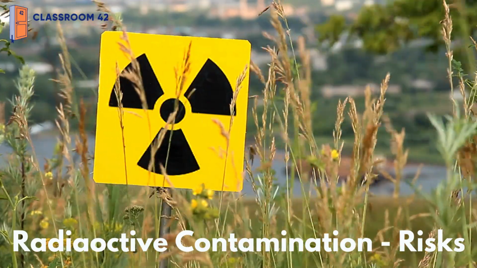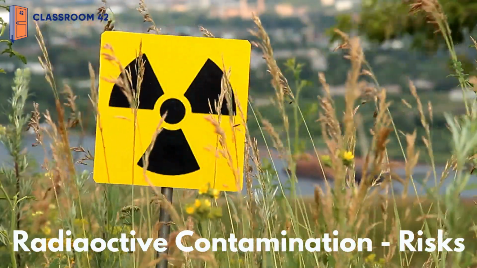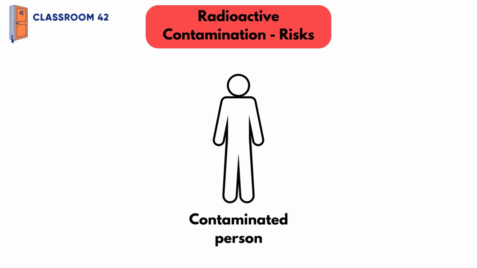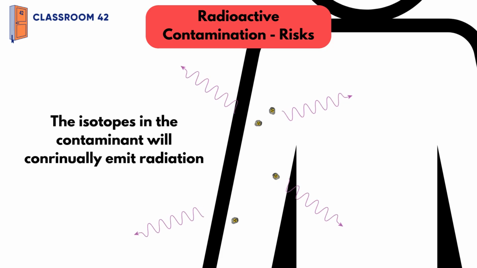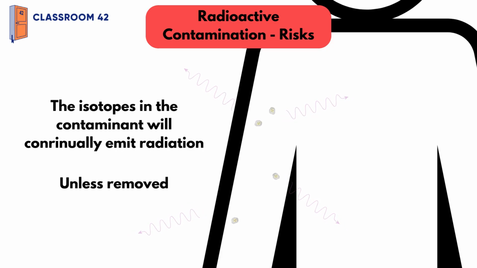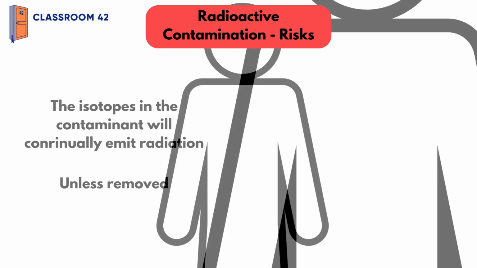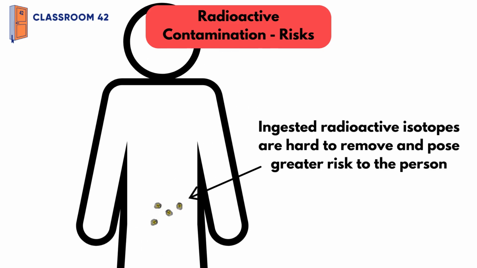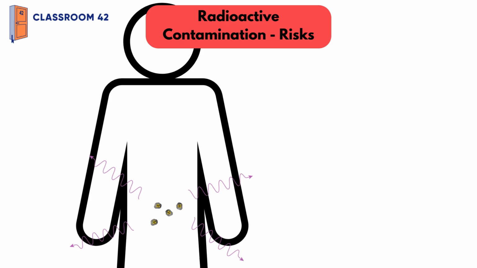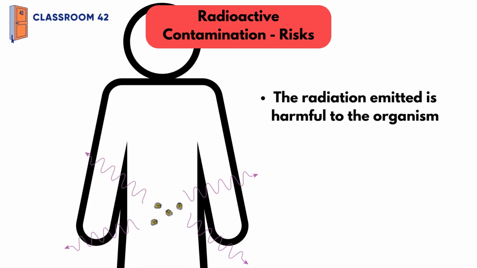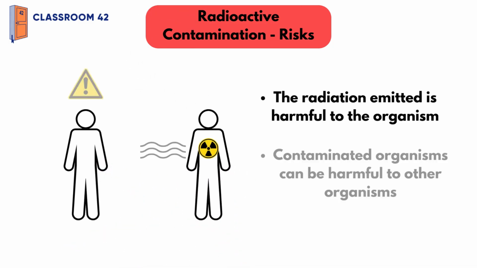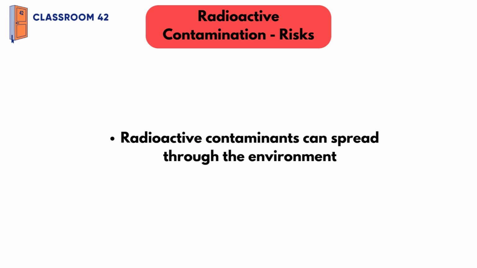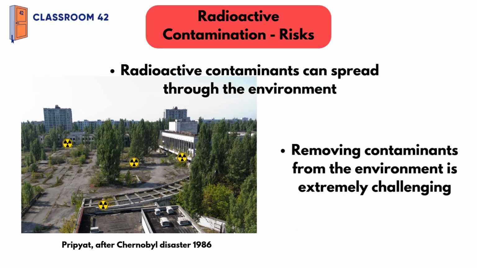The risks associated with radioactive contamination. Once an object or organism becomes contaminated, the radioactive isotopes on them continually emit radiation unless they are removed. This becomes even more challenging if the contaminant has been ingested. The continuous emission of radiation is harmful to the contaminated organism and sometimes to other organisms in close proximity. Radioactive contaminants can spread through the environment and are challenging to clean up.